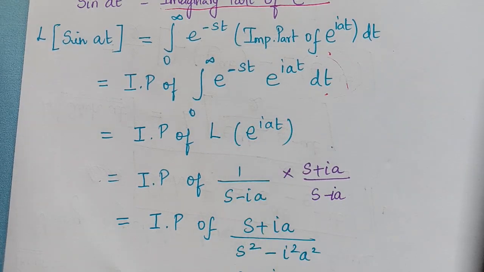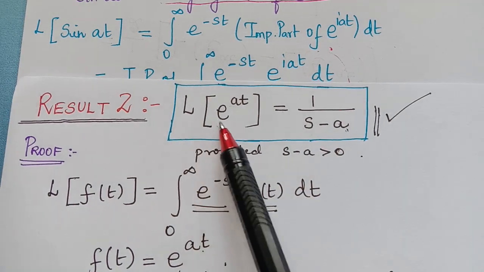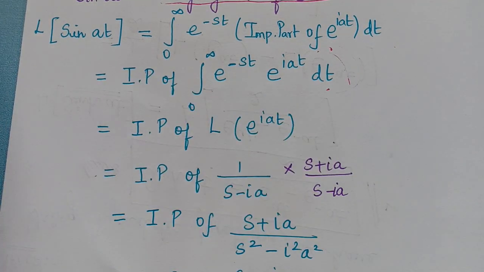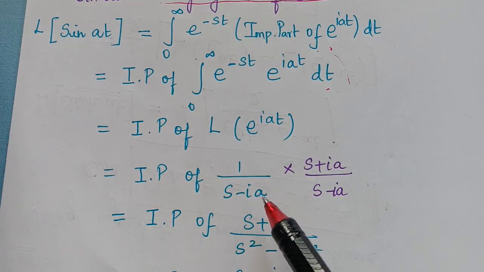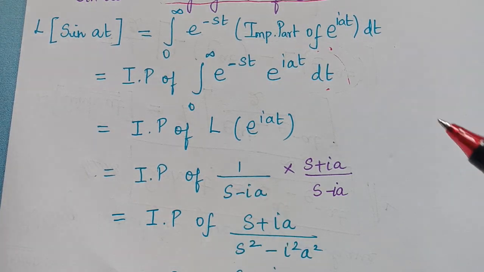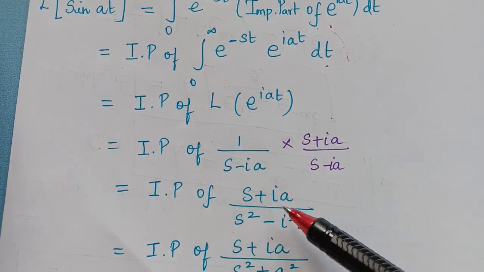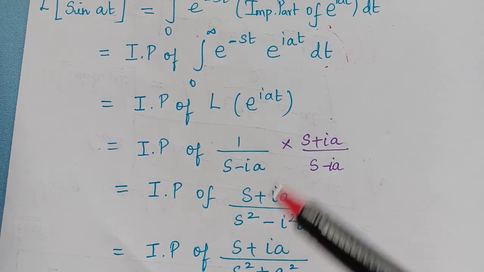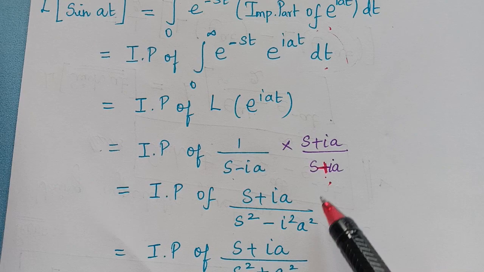The formula already we saw. We saw that L of e power at is equal to 1 by s minus a. L of e power iat will be equal to 1 by s minus ia. So here also we will be having imaginary part of 1 by s minus ia. Now multiplying and dividing with the conjugate of the denominator, we have s plus ia in the numerator divided by s plus ia in the denominator, giving s plus ia divided by s squared minus i squared a squared, by using the formula a minus b multiplied with a plus b.